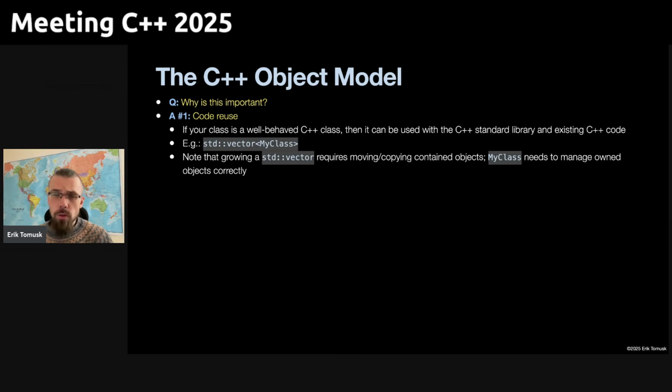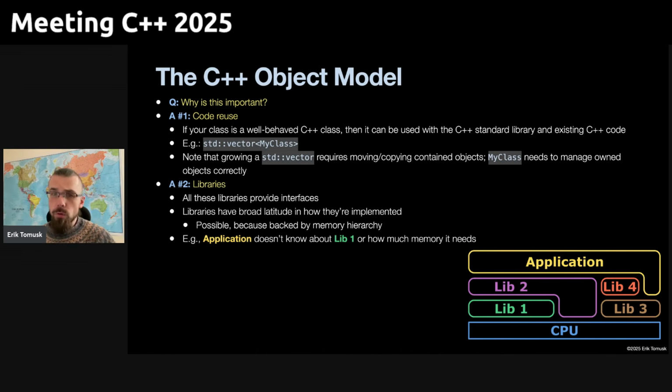And the first part of this answer is code reuse. If we write our C++ classes with reasonable interfaces and write them to be well-defined and well-behaved C++ classes, that means we can use them with existing C++ code. So for example, if I write a class, I can stick it in a std vector. The broader version of this answer is libraries and code reuse through libraries.